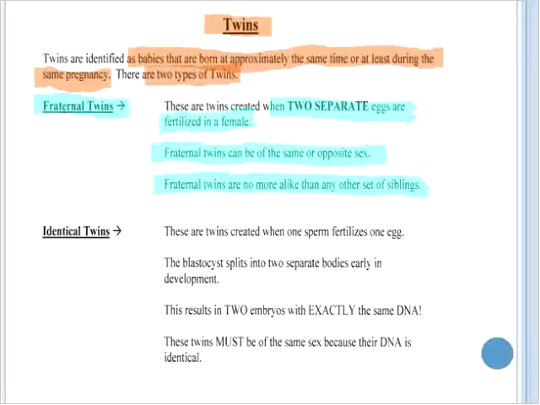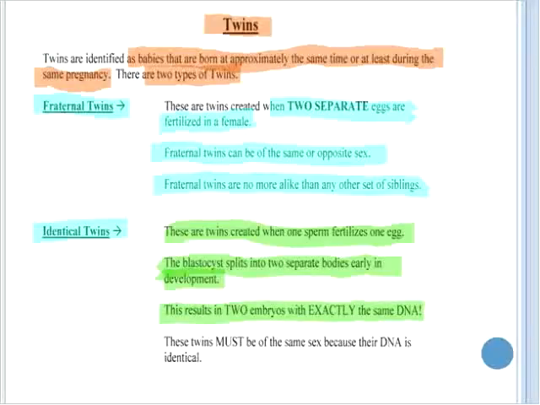And there's also identical twins. Identical twins are twins created when one sperm fertilizes one egg. The blastocyst will split for some reason into two separate bodies early in development. This results in two embryos with exactly the same DNA. Because their DNA is identical, the twins must be of the same sex as a result.